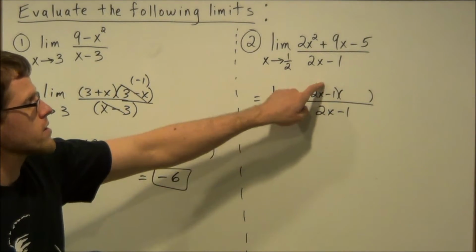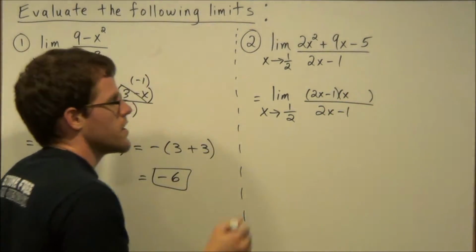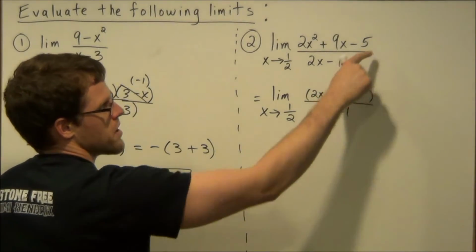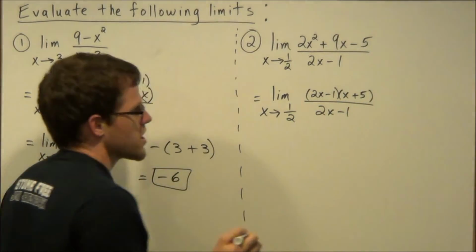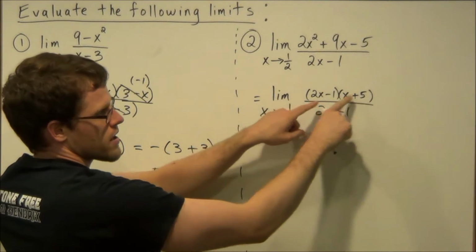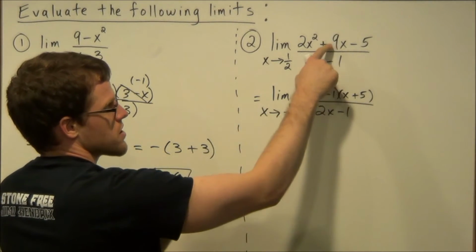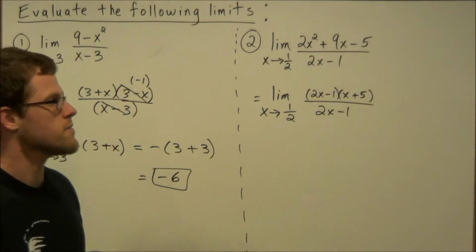So most of the time, this will help us predict what one of the factors is going to be. So we would have 2x times blank is 2x squared. Well, that would be 2x times x. And then we think negative 1 times blank is negative 5. That would have to be positive 5. And if we check this out, 2x times x is 2x squared. We'd have plus 10x minus 1x, which would give us the 9x in the middle, and then negative 1 times 5 is negative 5, so it checks out.